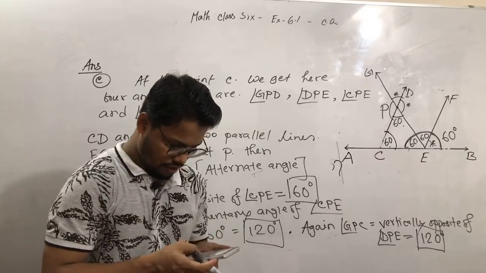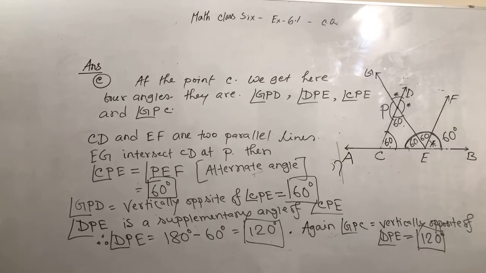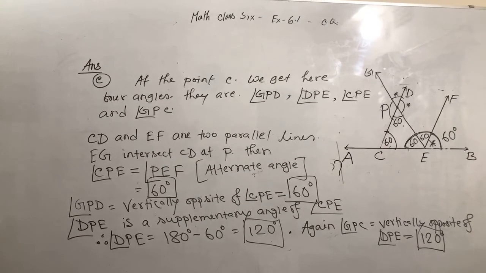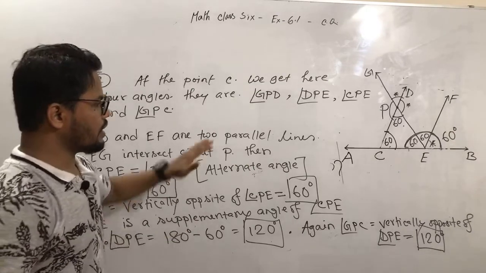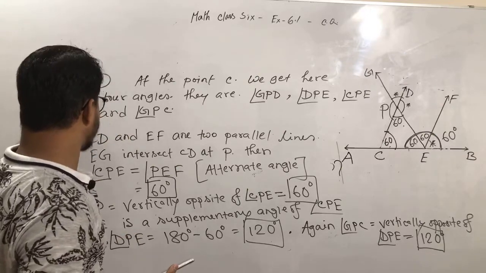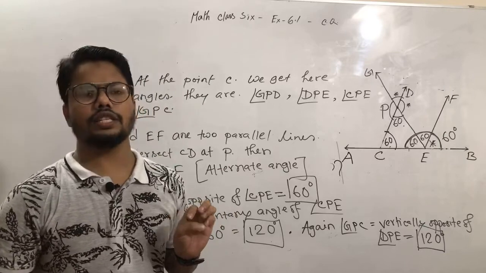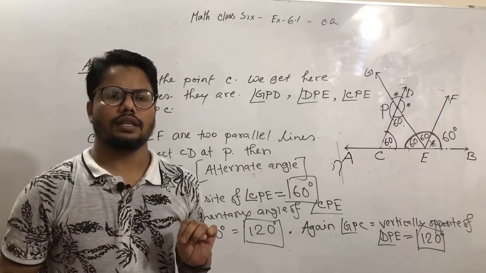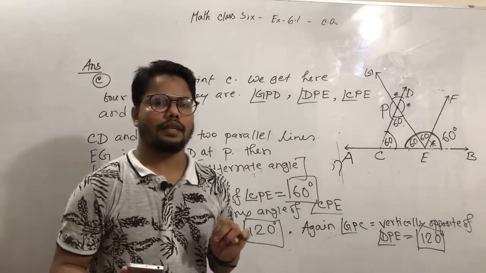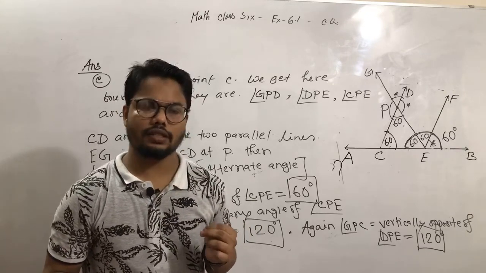So, now not clear, sir? I think, is there any problem? Okay, my dear students, and this is our final answer. Question number A, B, and C here. In our next classes, we will discuss from the algebraic part. Our exercise 6.1 is complete.